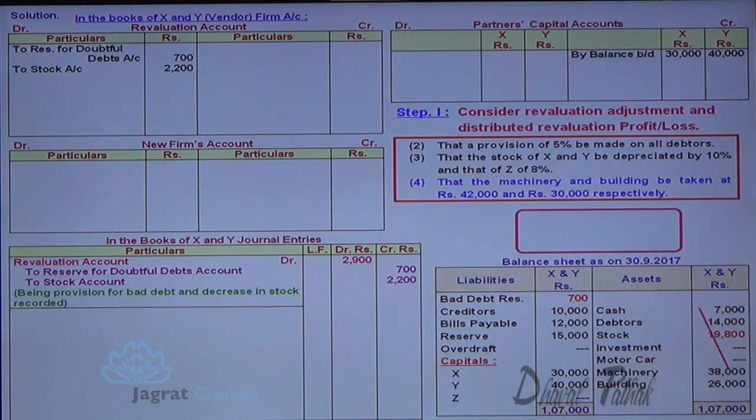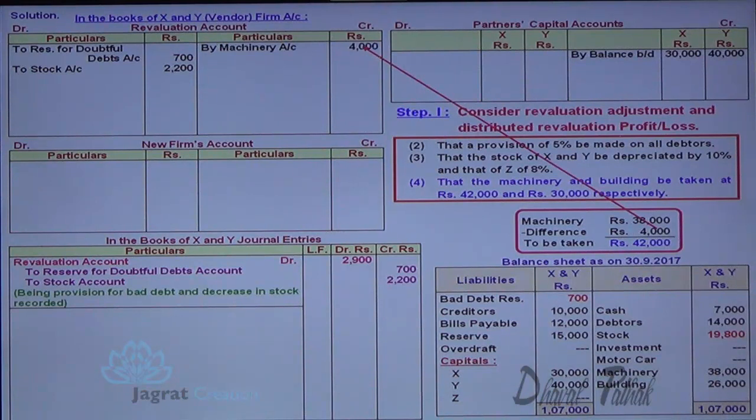Machinery taken at 42,000. 38,000 is the book value. Exchange value 42,000. Increase in value 4,000, credited to the revaluation account. The new value is recorded in the balance sheet, 42,000. Journal entry: machinery account debit to revaluation account credit.